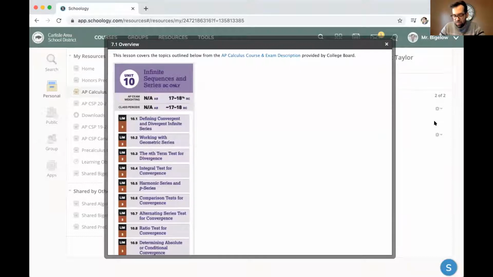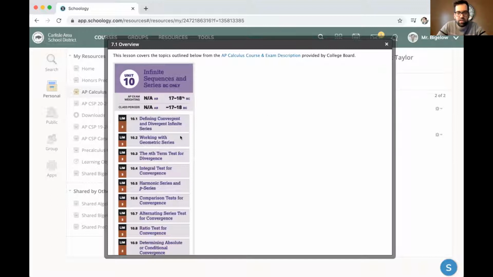And in this unit, we are going to explore the idea of putting an X or a variable in a series. So what will happen to a sum? What will happen to a graph of a series if we have an X involved?